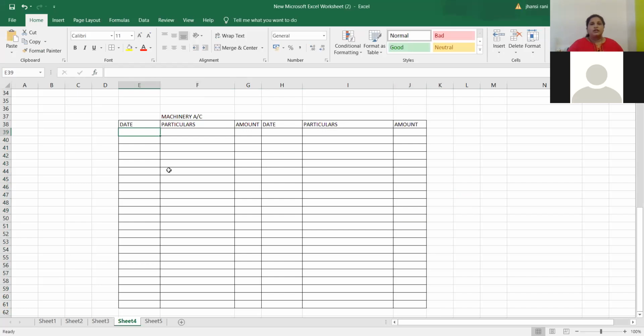Now the first machine was purchased on 1st January 2010. Whenever a machinery is purchased, the entry will be machinery account, that is an asset account, debit to bank account. Here asset means machinery we are purchasing. So on the machinery account debit side, my date will be 1st January 2010, and my entry will be to bank.